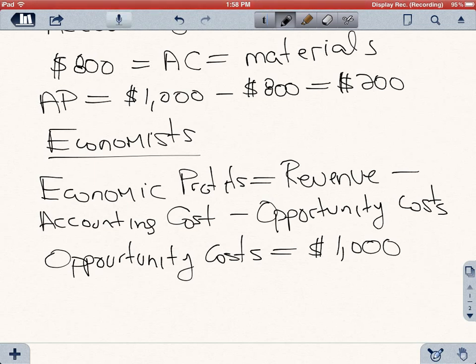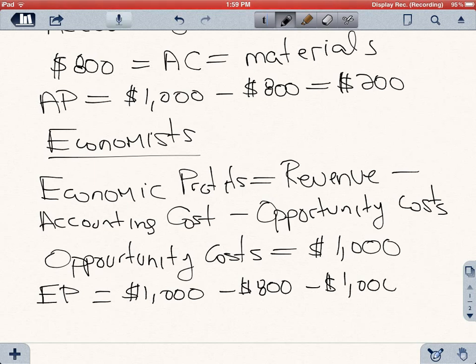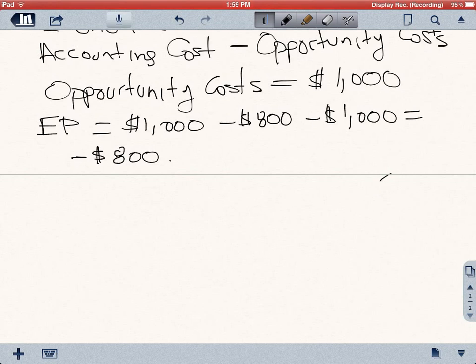So to calculate economic profits, call that EP, the economist will take the revenue, which is $1,000, minus the $800 of accounting costs, minus the $1,000 of opportunity costs, and you will end up with negative profits of $800. So you end up with losses. It's quite a different result than the accounting one. So the important thing to remember is that when you talk about economics, the economists usually include your opportunity costs in your total costs.